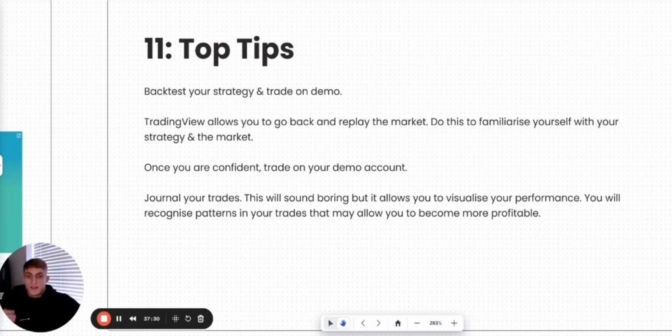Another boring thing that I would highly recommend you do is journal your trades. So what you want to do is say, right, these are my currency pairs I've traded. This is the stop loss. This is my win rate. All that information that you can. And now what that allows you to do is just visualize your performance.